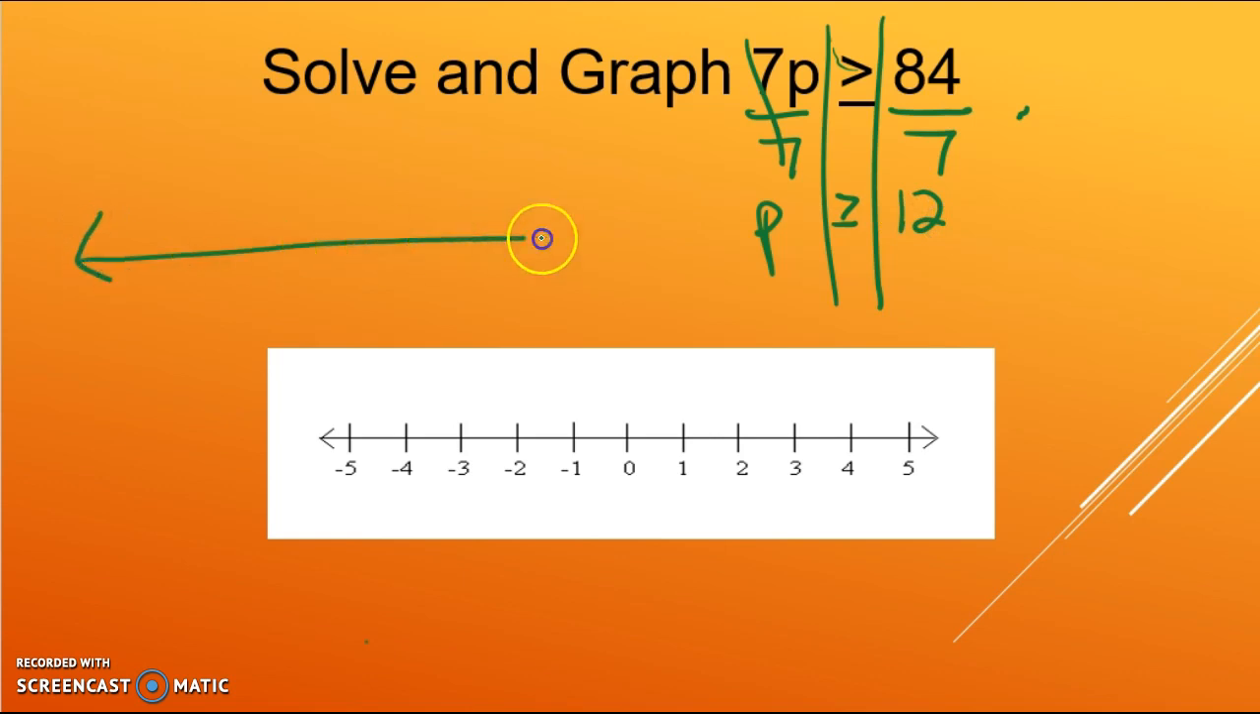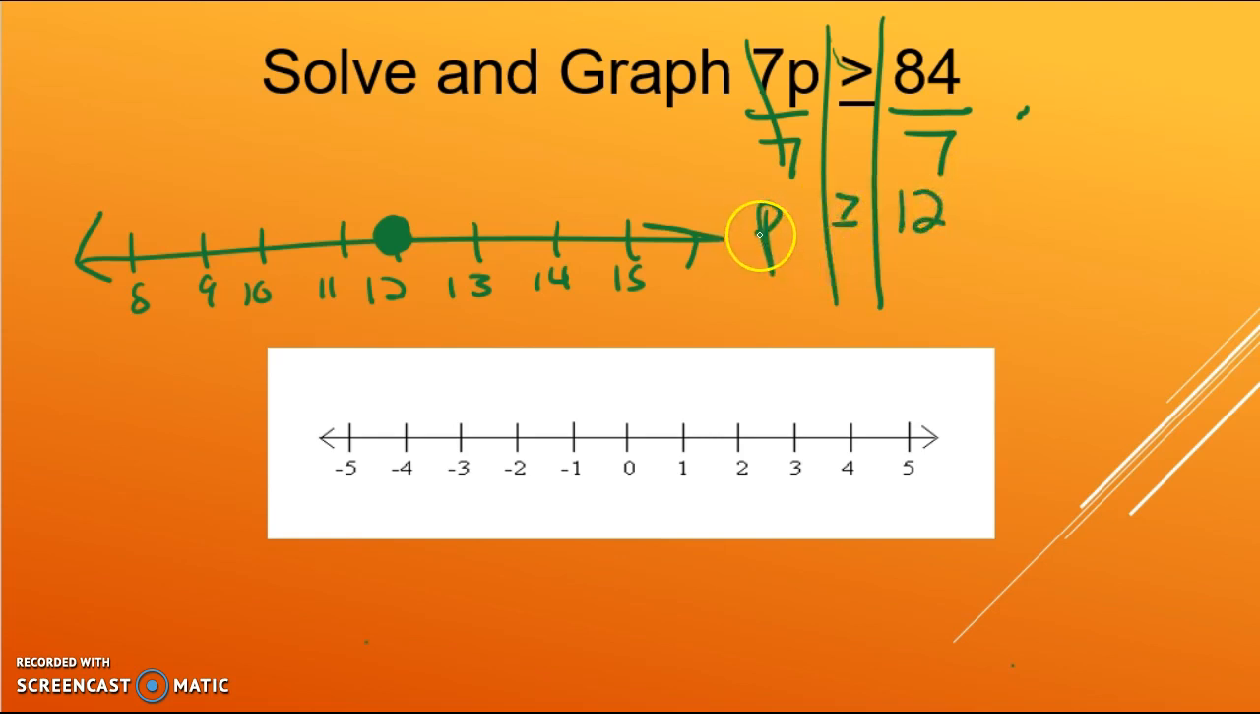Make myself a graph here. Then I put a closed dot at 12. And now since my variable is on the left-hand side, I can look at whatever direction this is going and go that direction, or I can read it to myself and I know that it's p is greater than or equal to, and anything greater than or equal to would be going to the right.